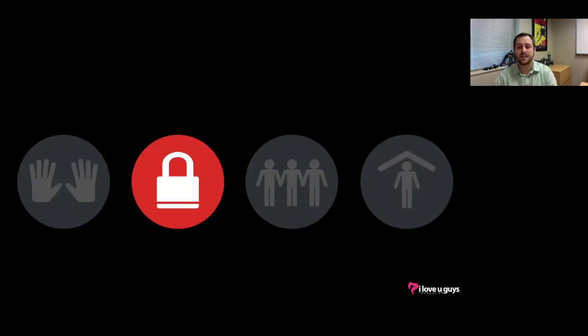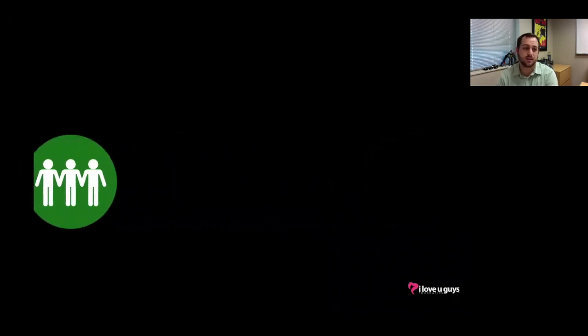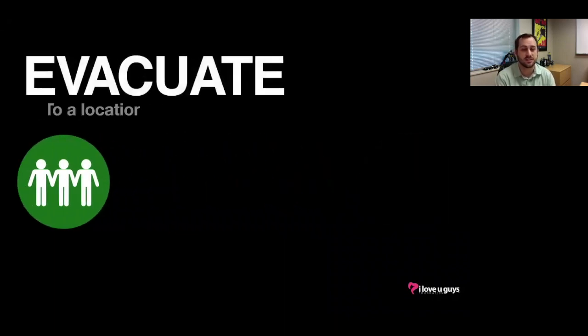And in fact, that's the next icon that we're going to talk about. It's evacuate to a location. So in the event of a fire drill, you would hear the fire alarm.